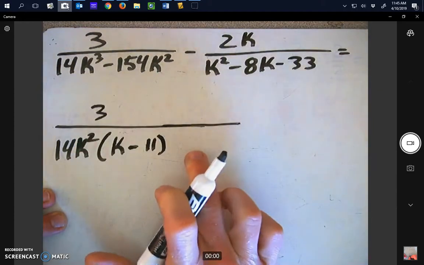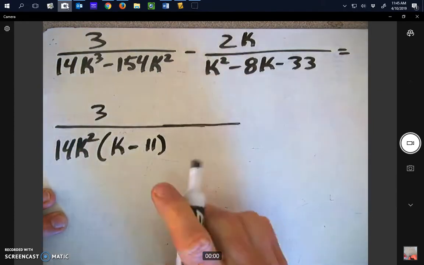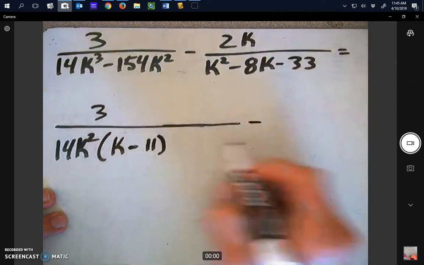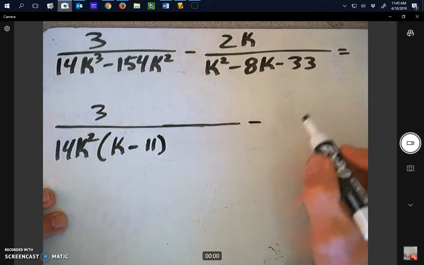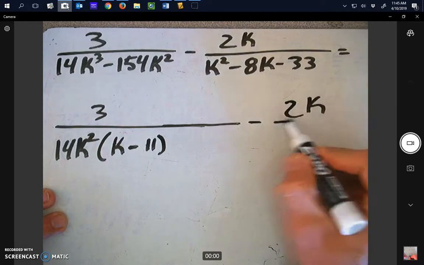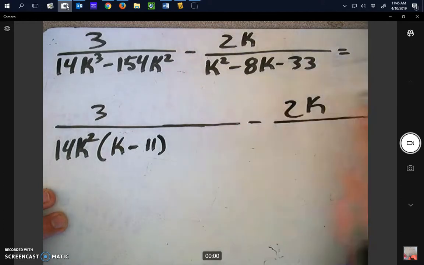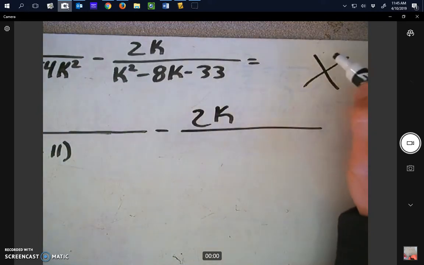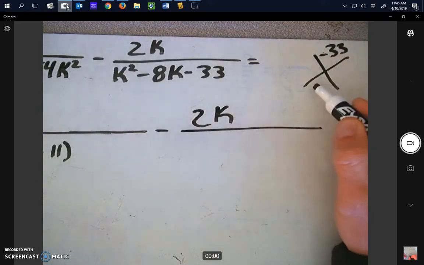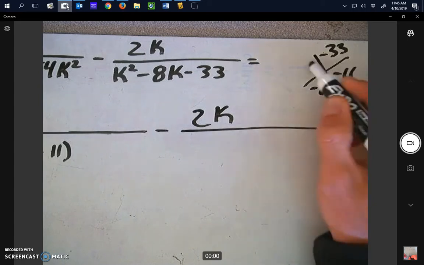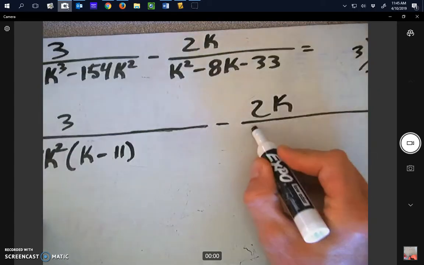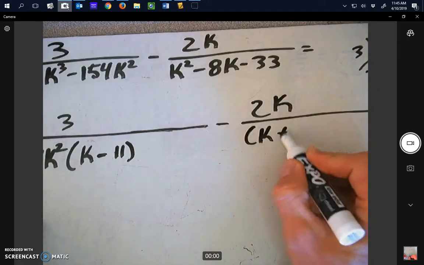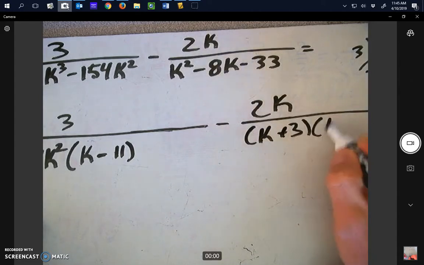I'm leaving some extra space here so we can fill out our denominator for when we try and subtract in a second. Then 2k on top. And factor this. This is diamond method. All right, so you have to do this guy over here. We're trying to get to negative 33 and adds up to negative 8. It's going to be negative 11 and positive 3. So we get k plus 3 and k minus 11.